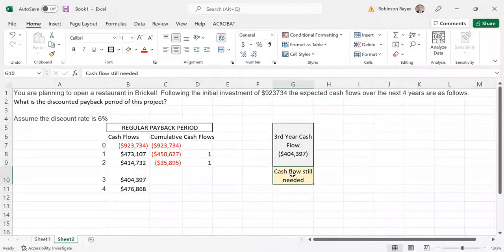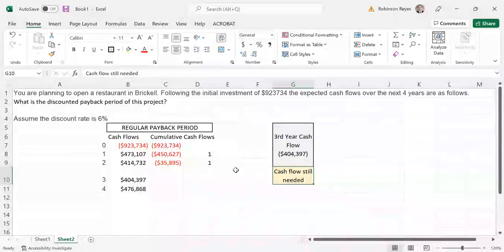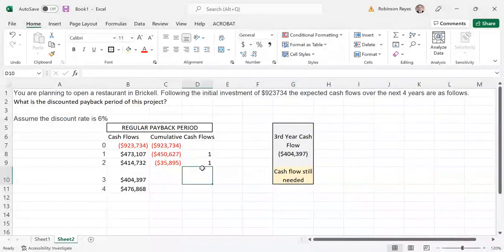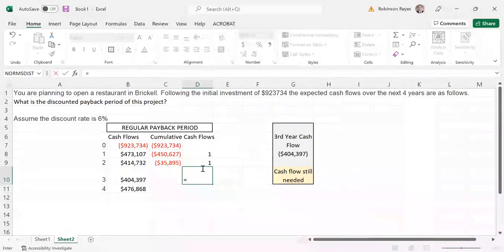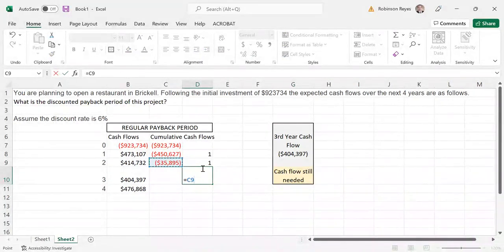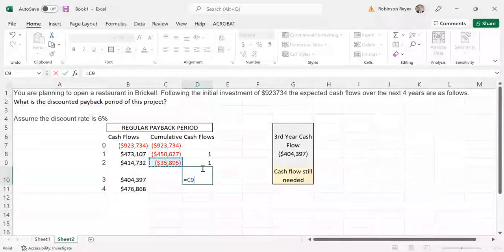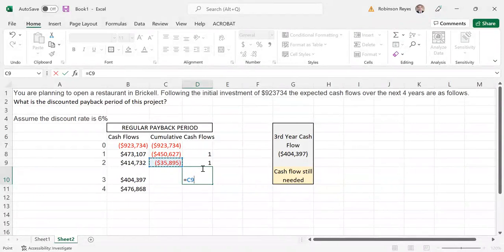So this yellow part of the entire third year, we can get it in the following way. Just dividing this, which is the amount of money that is left so we can recover the full initial investment, and then we state it as a percentage of the entire third year cash flow. So we divide it by here.